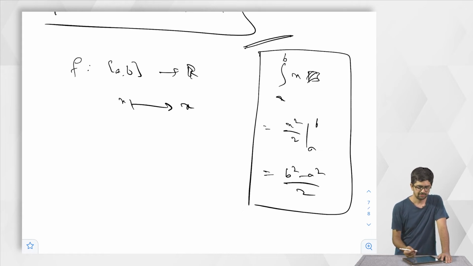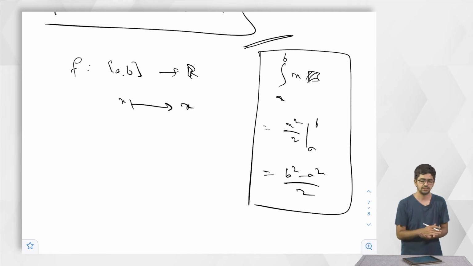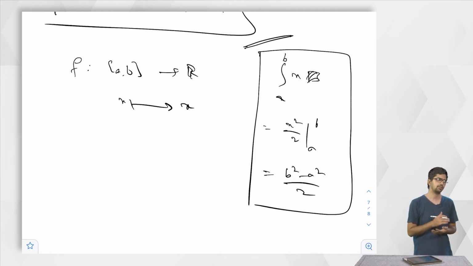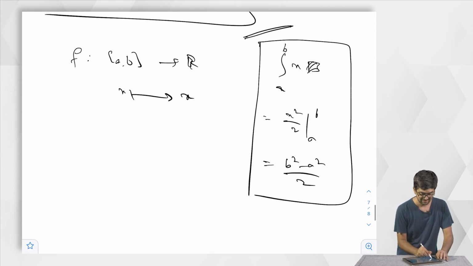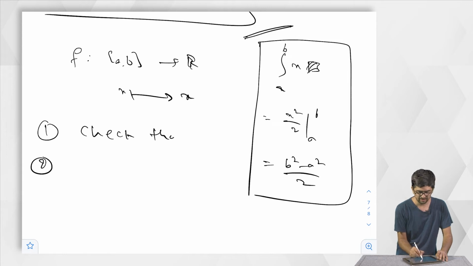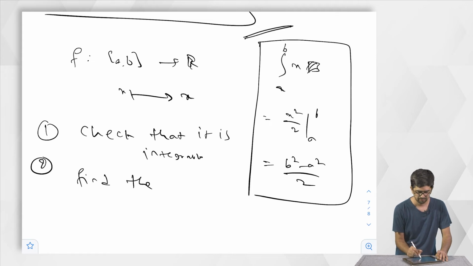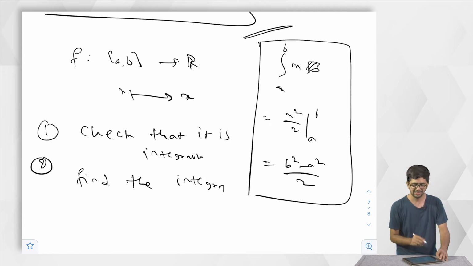Now what is the first step to proceed here? Firstly, let us check that it is integrable. As I said, checking integrability is slightly easier than finding the integral. So there are two parts. One is to check that it is integrable, and the other is to find the integral. See, there are two different things.